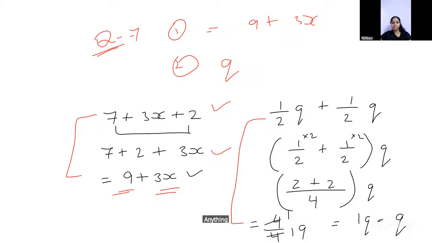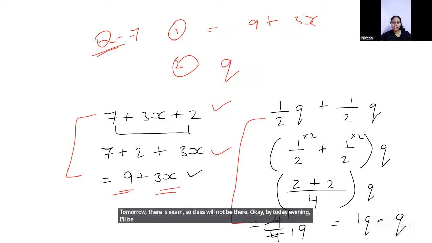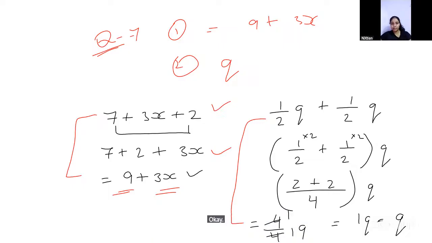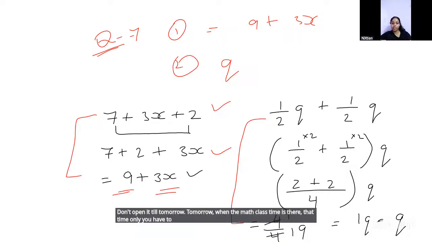Anything else? No, ma'am. Tomorrow there is exam, so class will not be there. By today night, I'll be sending the paper. The math paper that you have to do tomorrow. Don't open it till tomorrow. Tomorrow, when the math class time is there, only at that time you have to do the paper.